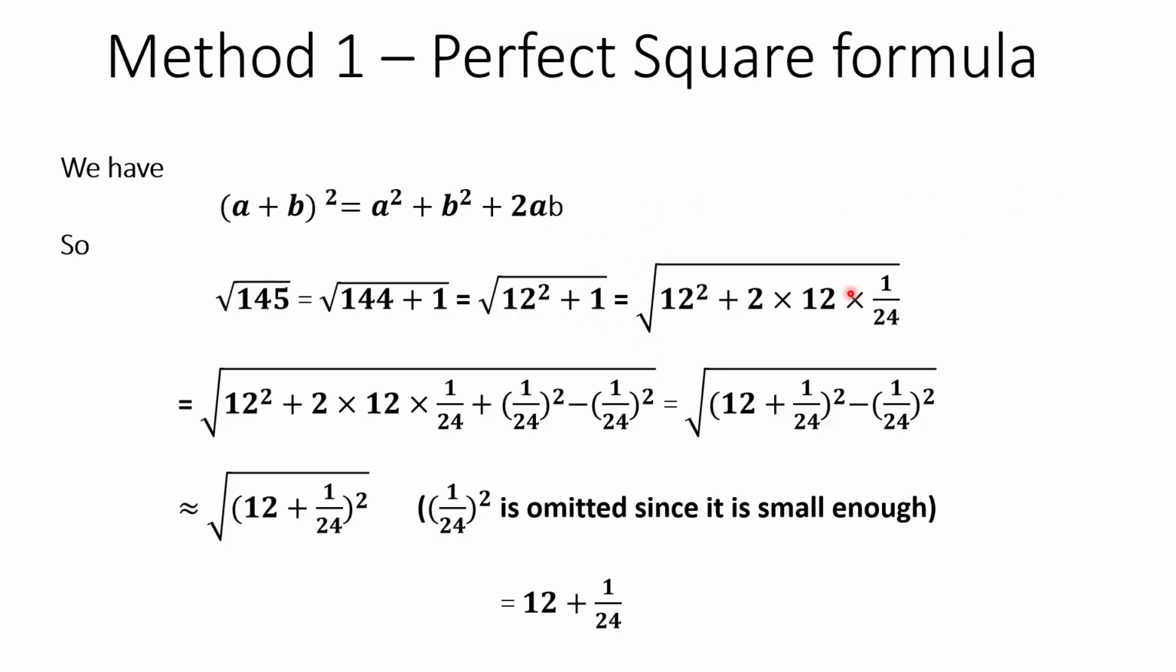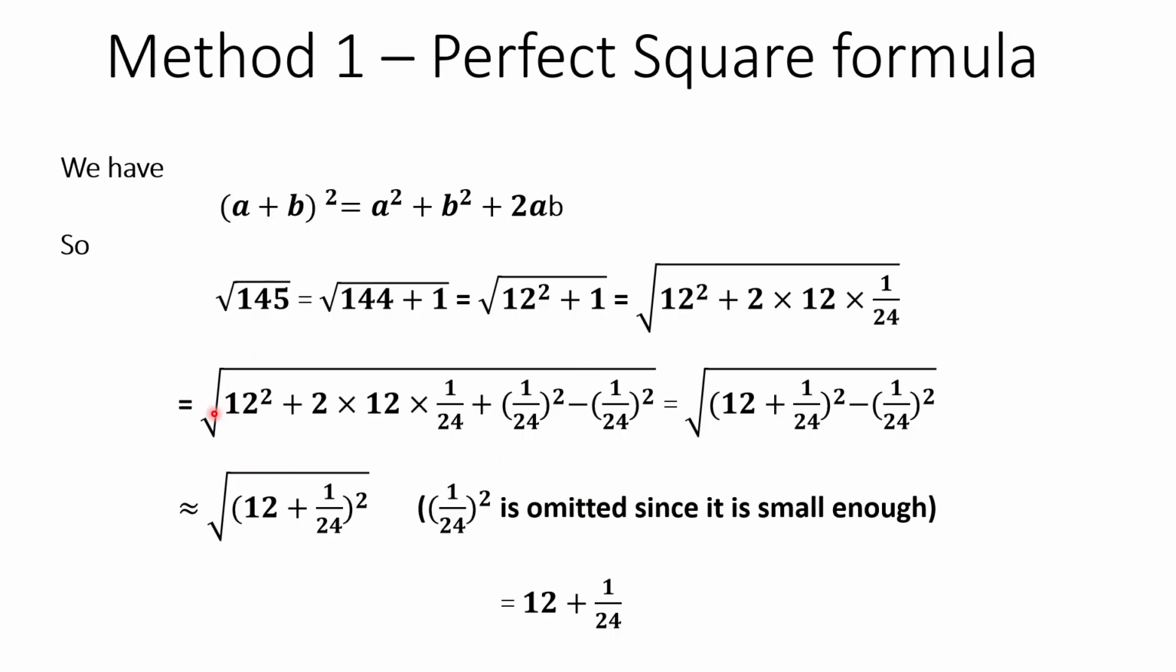So now we have the root of 12 squared plus 2ab, so 2 times 12 times 1 over 24. Now we could find b squared, and we already got b, which is 1 over 24. B squared is going to be 1 over 24 squared. So now what we're left with is 12 squared plus 2 times 12 times 1 over 24 plus 1 over 24 squared, which is b squared. And then because we did plus 1 over 24 squared, we have to do minus 1 over 24 squared. And as you noticed, now we finished rewriting the equation like the formula here.